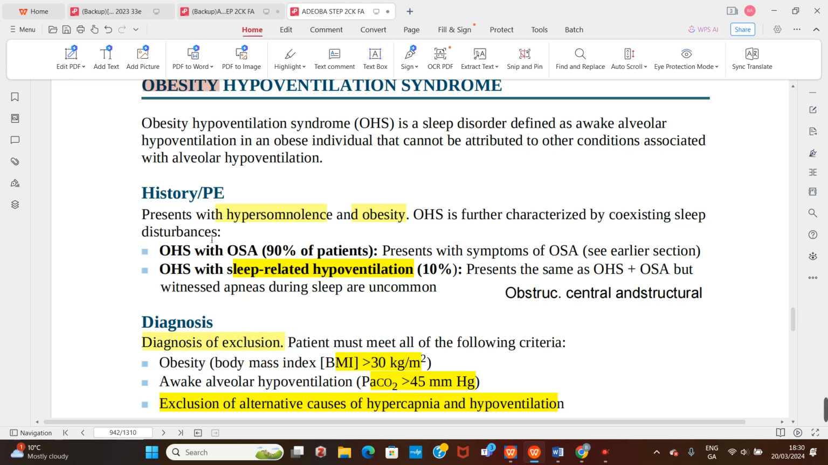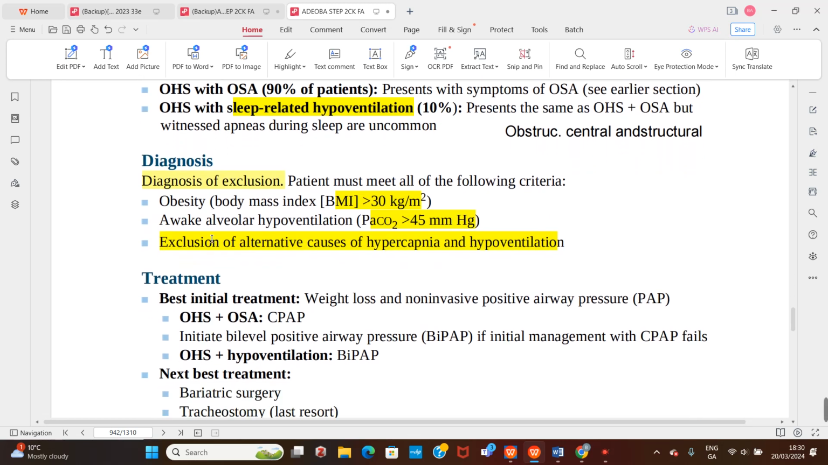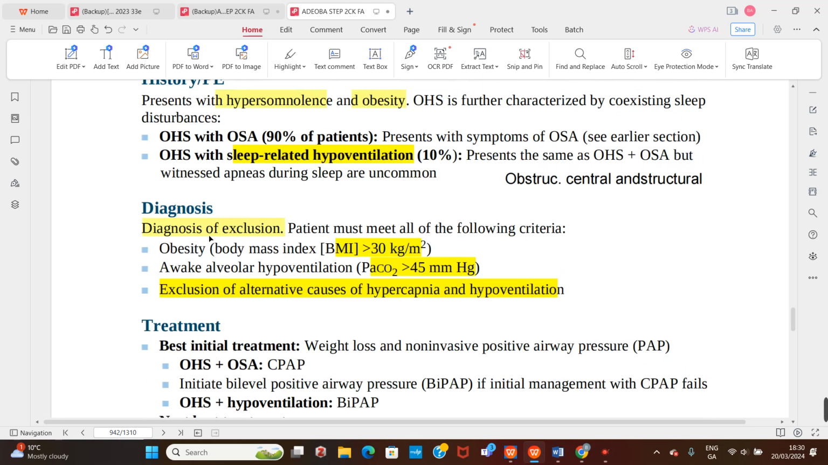So that is that. Because of the fact that 90% can have this OSA, you are going to manage them as OSA. So you just do your lifestyle education. If they are smoking, stop smoking. If they are having weight loss, okay, let me just be showing us so that it will follow. So it's a diagnosis of exclusion. Definitely you have to identify that the person is obese, BMI more than 30.